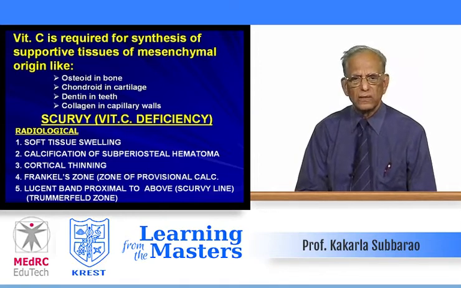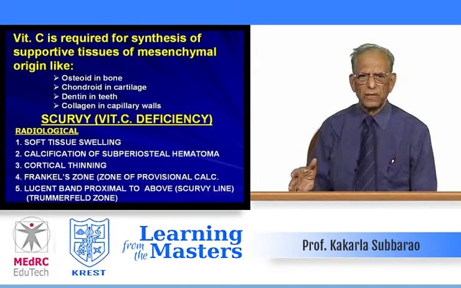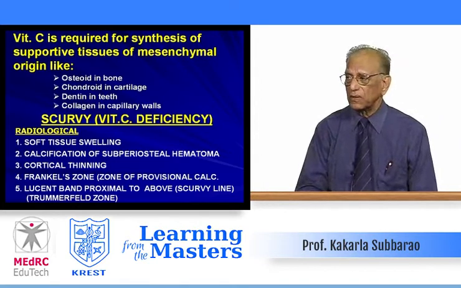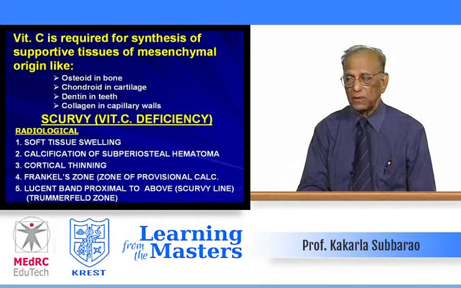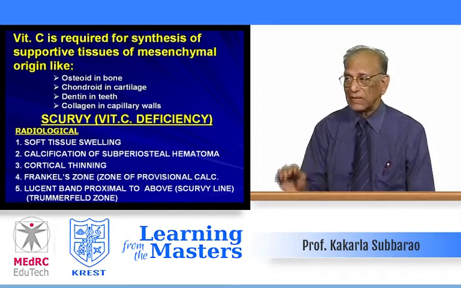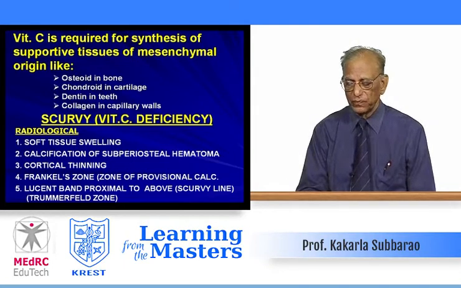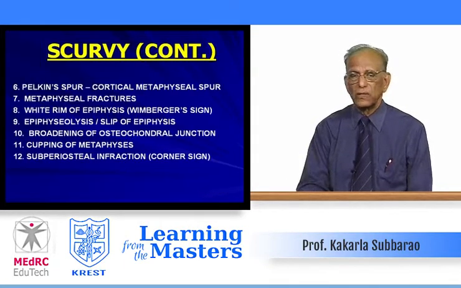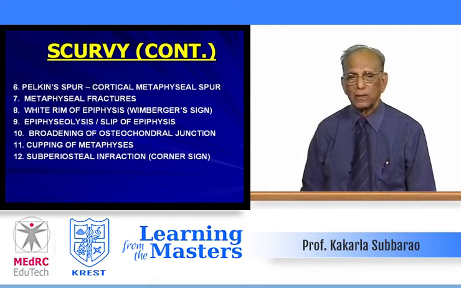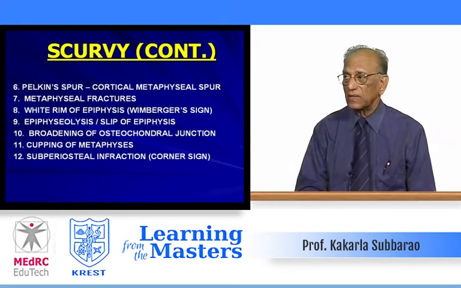And radiological findings: soft tissue swellings because of the hemorrhage and sometimes subperiosteal hematomata, calcification of subperiosteal hematoma and cortical thinning, Frankel's zone, this is the zone of provisional calcification, that's why it is dense, with a lucent band proximal to this scurvy line, or Trummerfeld zone, crumbling zone. These are classical features of scurvy. To continue, Pelican spur, cortical metaphyseal spur, metaphyseal fractures, white rim of epiphyses, so-called Wimberger's sign.